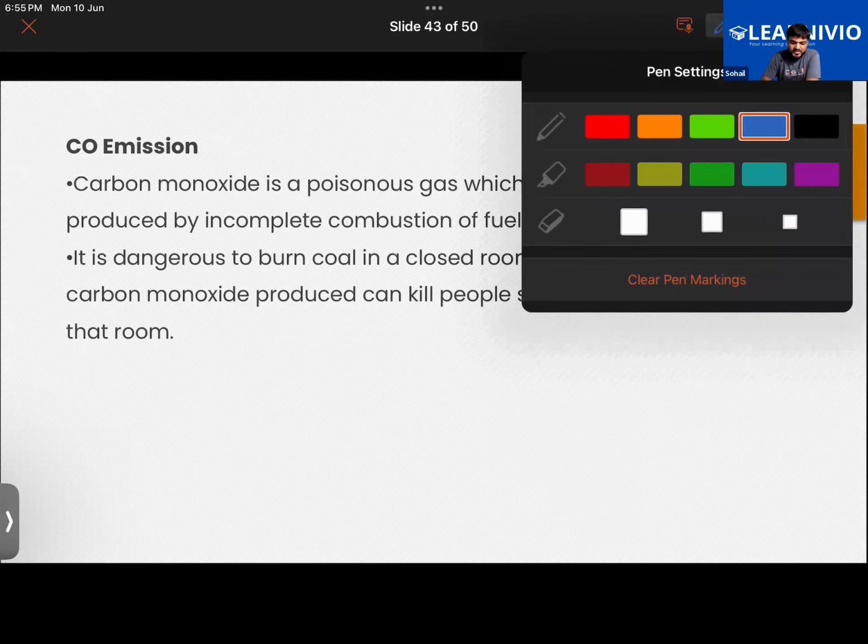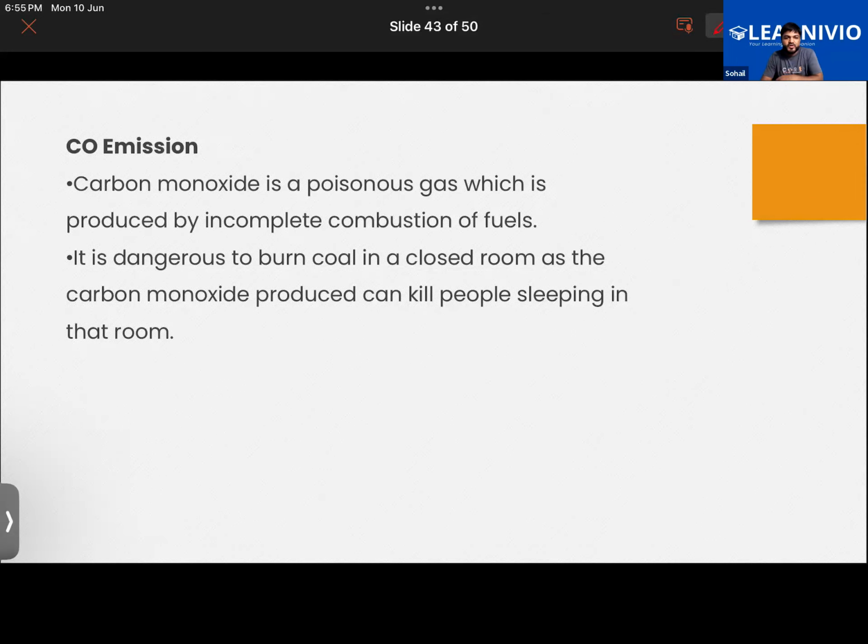So, carbon monoxide, it's a poisonous gas which is produced by incomplete combustion of fuels. If fuel is not burnt completely, and also it is dangerous to burn fuels like coal in a closed room, because in a closed room ventilation is poor, so thereby due to insufficient availability of air, fuel will not burn completely, thereby releasing toxic gases like carbon monoxide. It can kill the people sleeping in the room. The next day the person will not even be waking up. So carbon monoxide gas has so many harmful impacts.